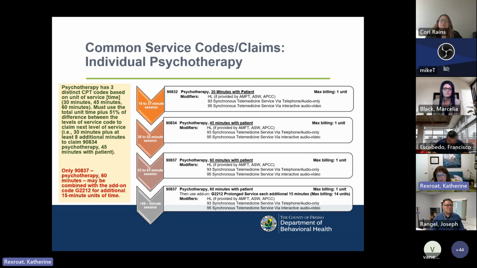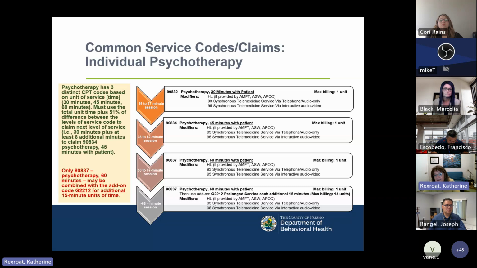So you'll see on this slide, we have included the time range in the arrows to help you understand when you can move to the next unit of claiming. And only the last unit, the last CPT code, 90837 psychotherapy, 60 minutes, may be combined with the add-on code of G2212 for the additional 15-minute units of time.